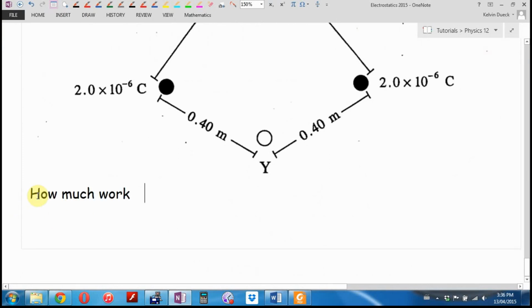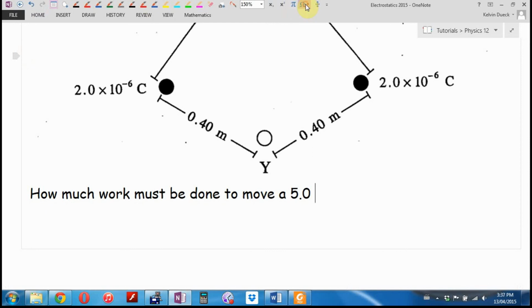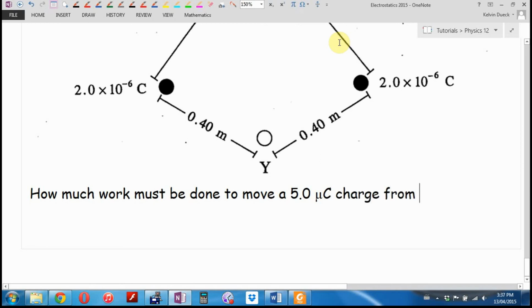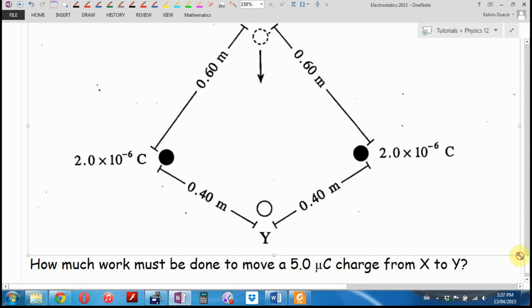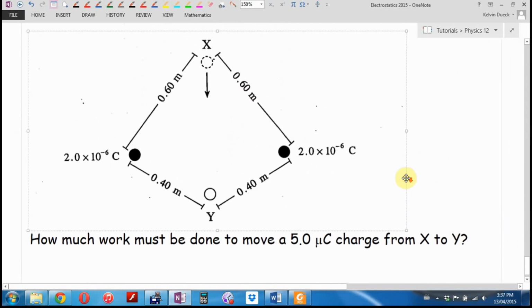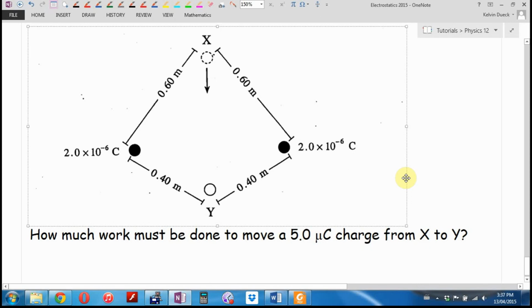How much work must be done to move a 5.0 microcoulomb charge from X to Y? This question looks really terrifying, except let's make it a bit smaller so I can fit it all on one screen. But what's it asking me to find? Work. Work, scalar or vector? Scalar. This is all going to be scalar, scalar, scalar.